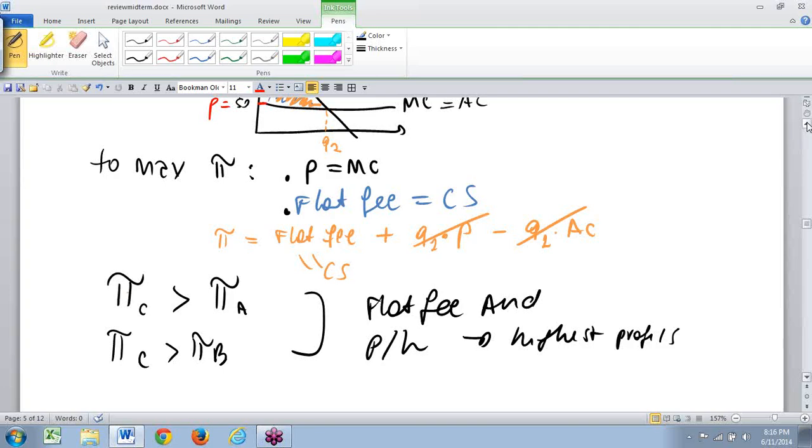So as I was saying, when you can have both a flat fee and a price per hour, for sure you are going to have higher profits than in the previous cases. Okay, and this is always the case. Questions?